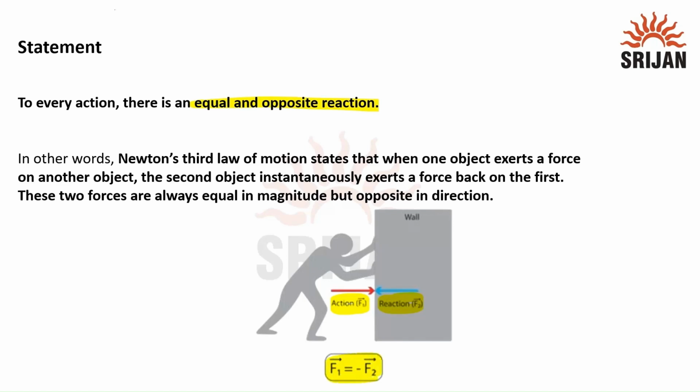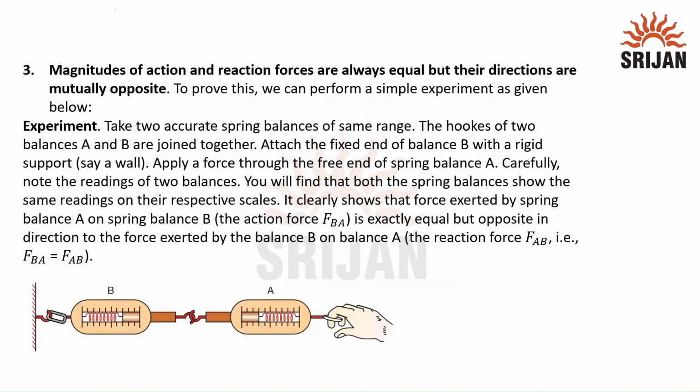In other words, we can say that Newton's third law of motion states that when one object exerts a force on another object, the second object instantaneously exerts a force back on the first. And these two forces are always equal in magnitude but opposite in direction. The third point is that the magnitudes of action and reaction forces are always equal but their directions are mutually opposite.